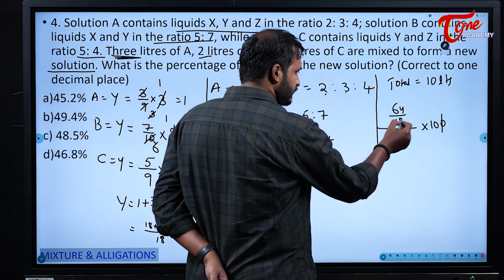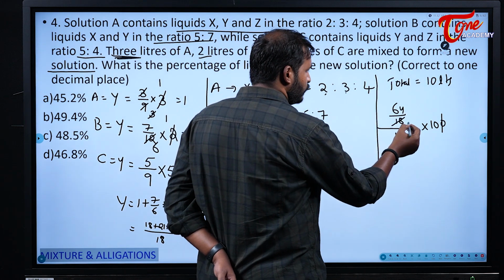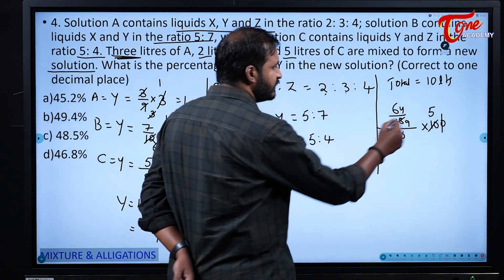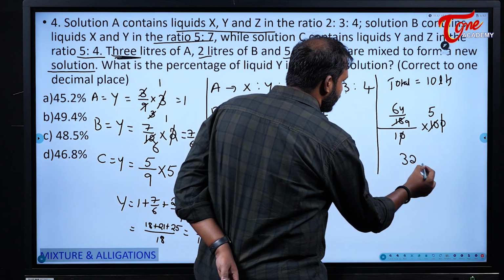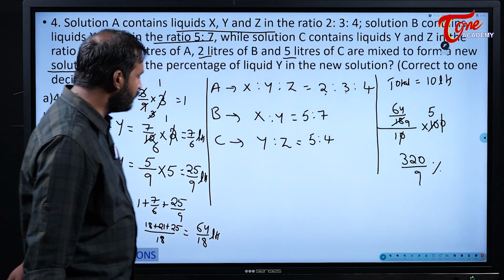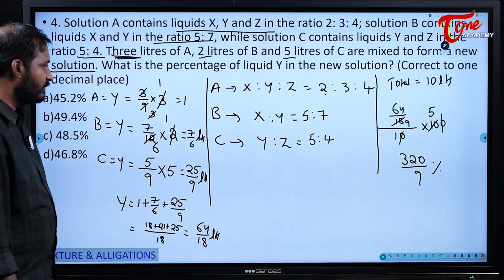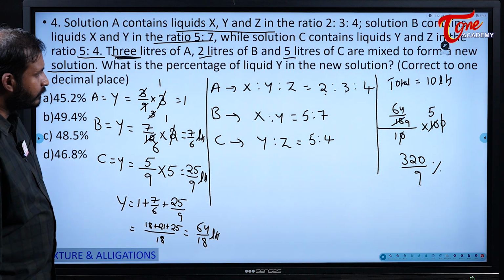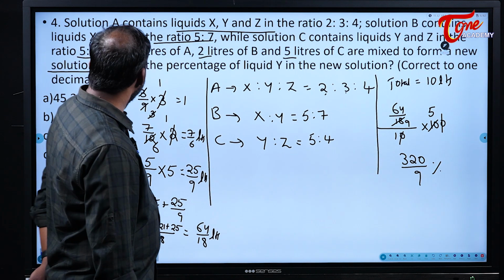Right. So next, in 2 table, 9 times and 5 times. So 64 5s are 320 by 9 percentage. 320 by 9 percentage. If you solve it, what will you get here? 320 by 9 means, 320 by 9, converted to decimal.